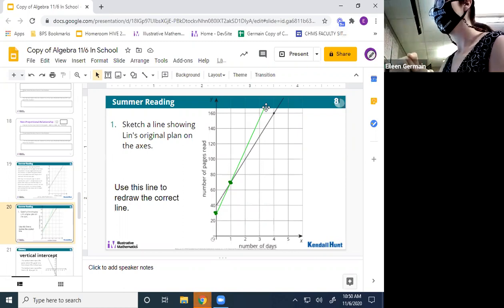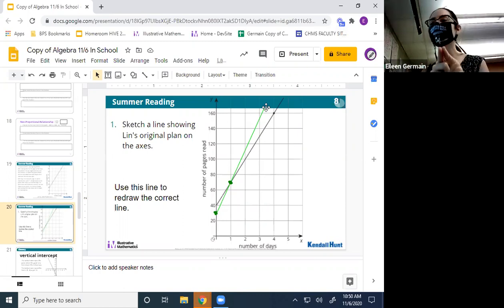That's Elliot, and I think that's really everybody. Elliot, did you see how I did that, my friend? Oh, you're here, sorry. Okay, so we had to correct our line. So we had to sketch the line showing the original plan. So I put that line on there for you. Now we're going to answer some more questions.